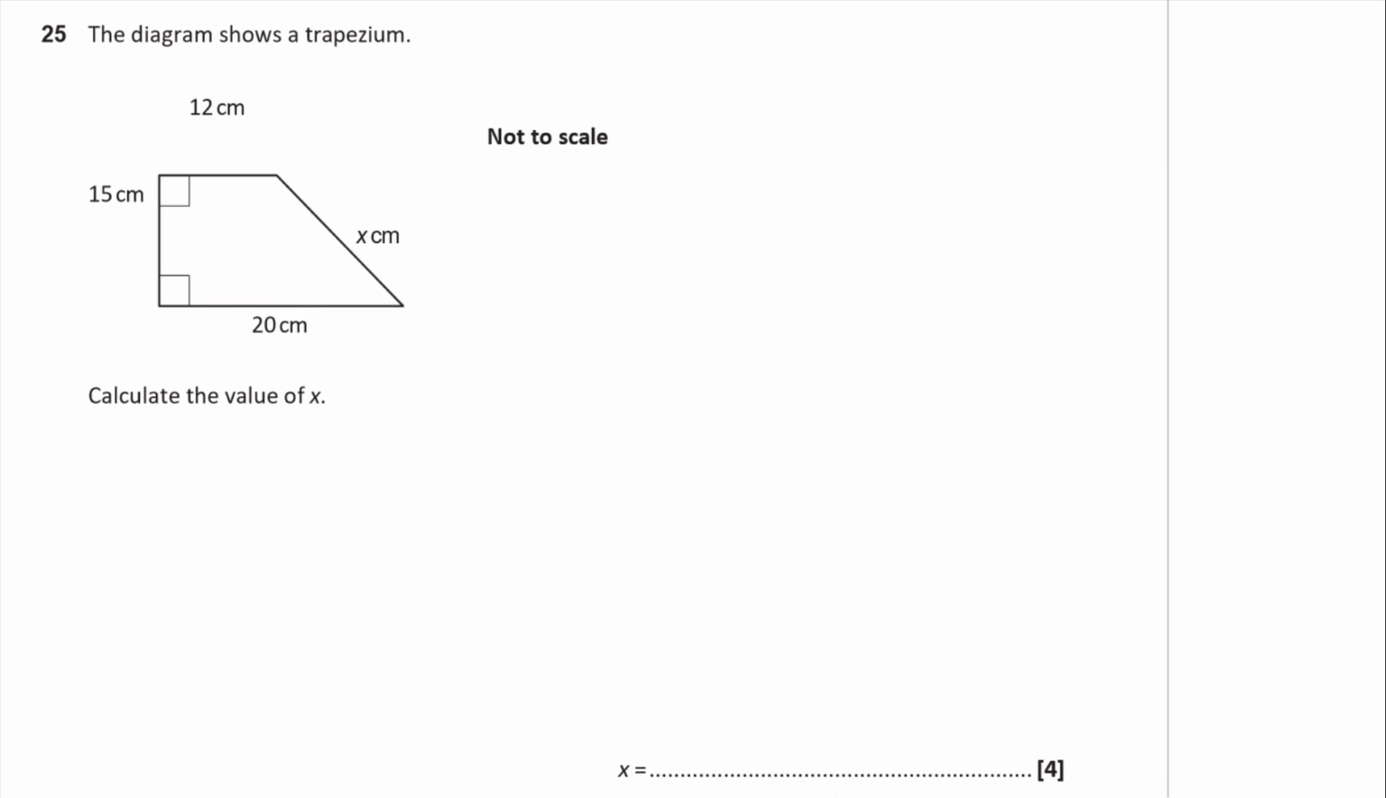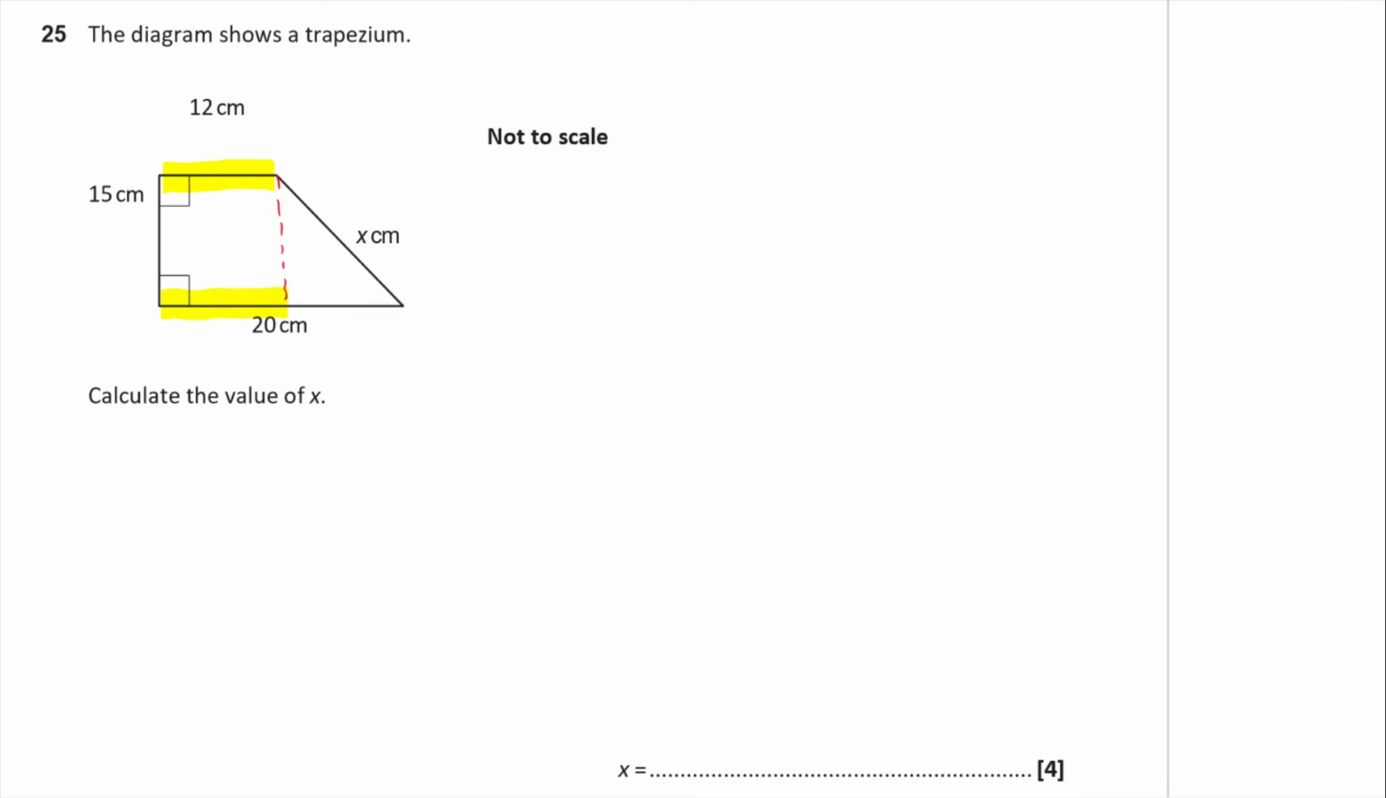Question 25. The diagram shows a trapezium. Work out the value of x. Now that is the slant height of this trapezium. So how are we going to work that out then? Well, I guess if I divide it up like this first, then because that's 12, then that is also going to be 12.